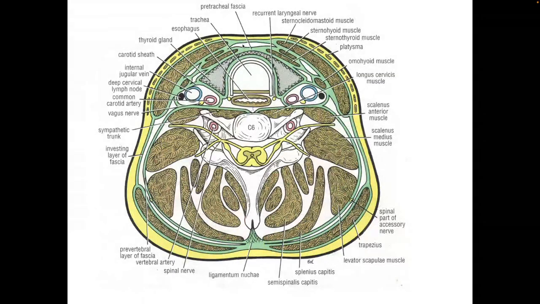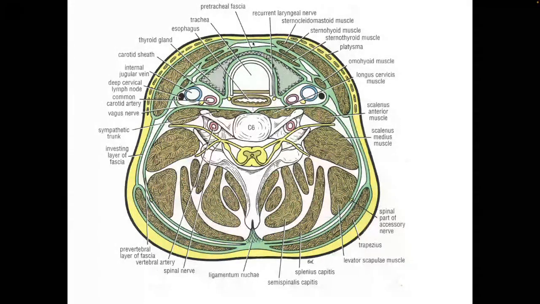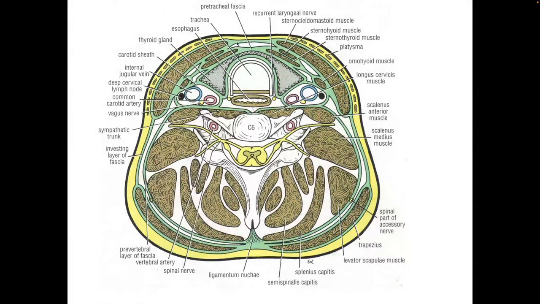Okay, let us see this diagram. So in this diagram, we can see again here investing layer of the deep cervical fascia splitting and enclosing this muscle, which is the sternocleidomastoid.